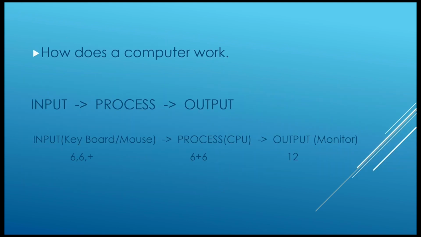So how does a computer work? Input, process, output. With the keyboard and mouse as input, you enter 6 plus 6. It will process 6 plus 6 in the CPU, and you will get the output on the monitor, saying the answer. To give another example, you have a film in your PC and you click it with the mouse to open it. The CPU will process that, and you can see the window in the monitor. You can see the video open and play. So this is the process which is going on.